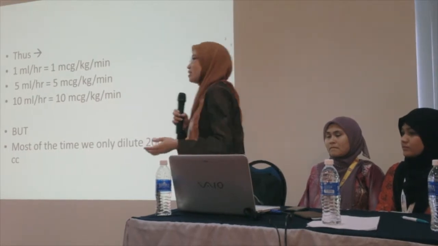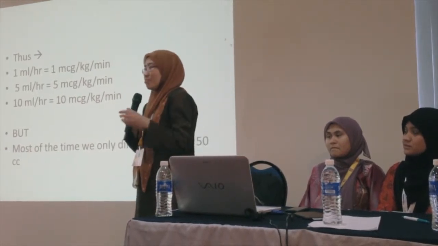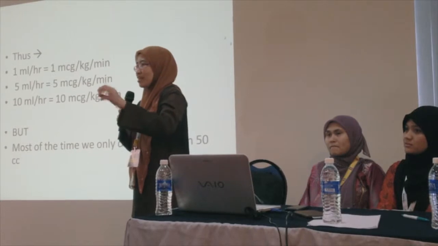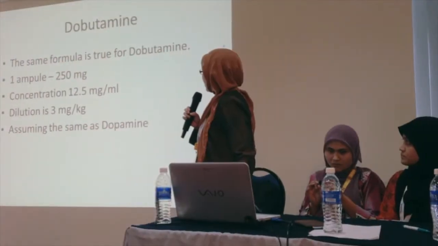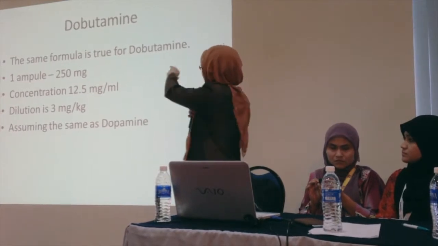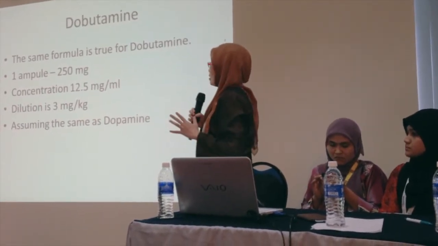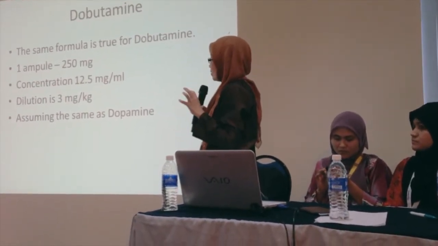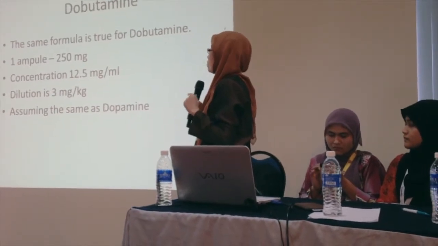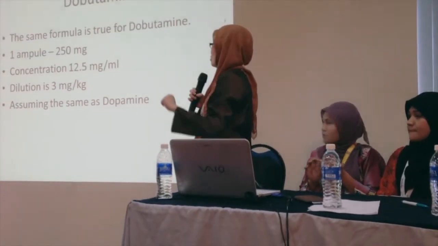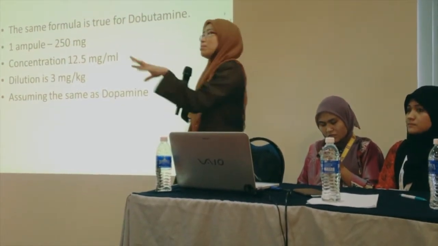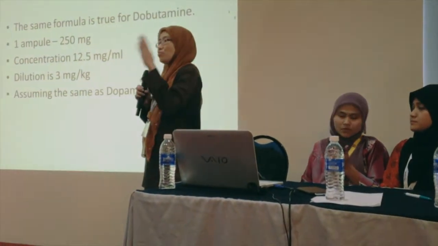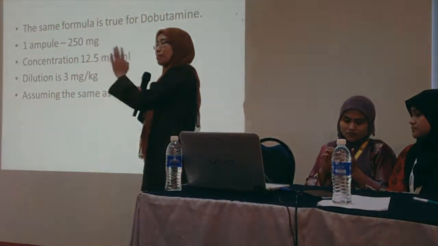But most of the time, kita takkan nak buka dari satu ampule dopamine lah, ambil satu dia 200 cukup. So, most of the time, that's actually same formula as dopamine for noradrenaline. 1 ampule is 250 mg, the concentration is 12.5 mg per ml. So that's a big bottle. So dilution sama, 3 mg per kg. So kita assume sama macam dopamine tadi. So 1 ml per hour sama dengan 1 mic per kg per minute.